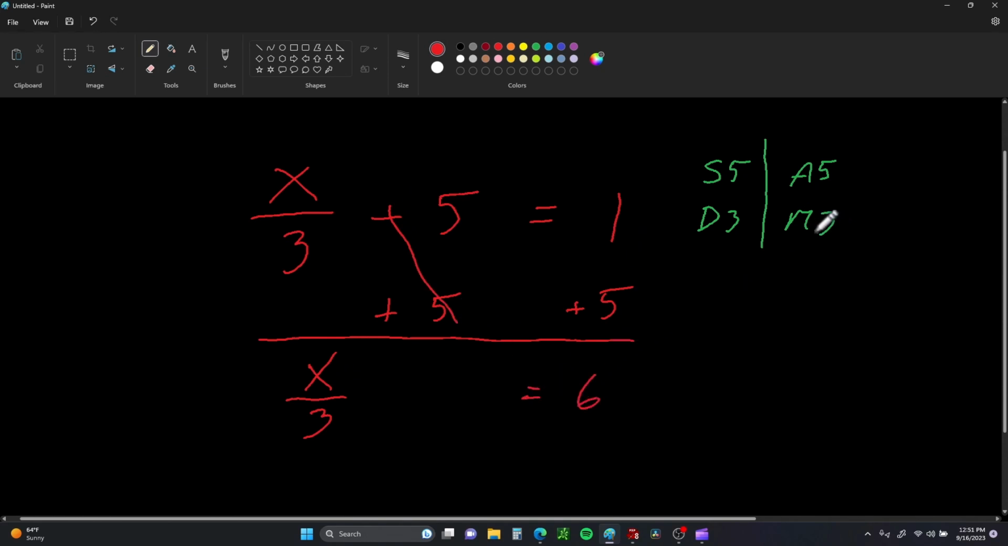Now it says to multiply both sides by 3. Well, since this is a fraction, I need to write 3 as a fraction. Any number can be written as a fraction by putting it over 1. And on the side, I'm just going to put times 3. So when I simplify the 3's, the x is by itself, and 6 times 3 is 18.